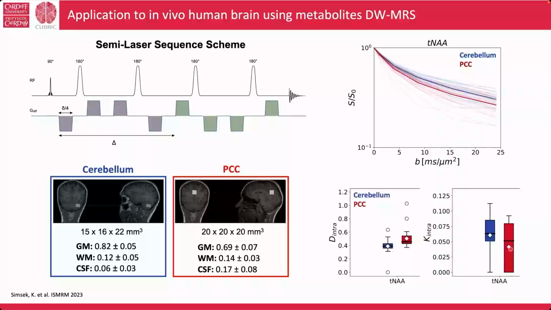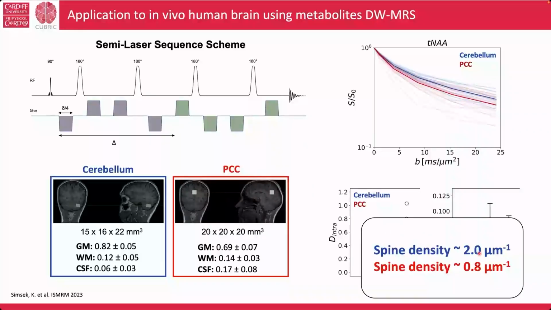You can use our simulation as calibration curves. What would be the spine density that gives us these kurtosis values? And we found out that it would be 2 spines per micron for the cerebellum and 0.81 per micron for the cortex, which is exactly what is known from histology. So this is, again, a very encouraging first result.